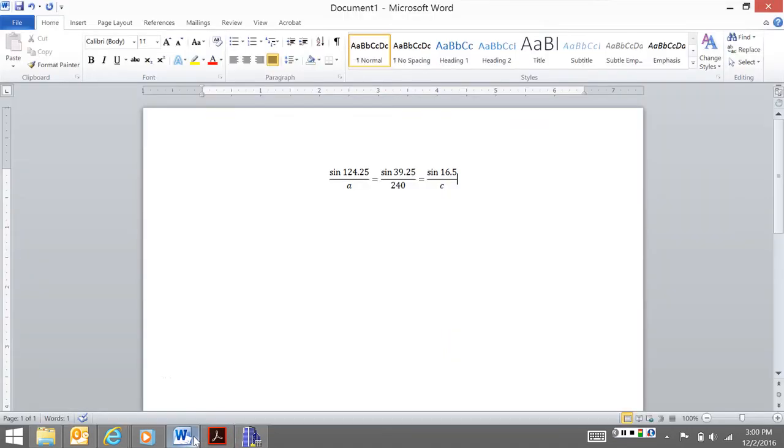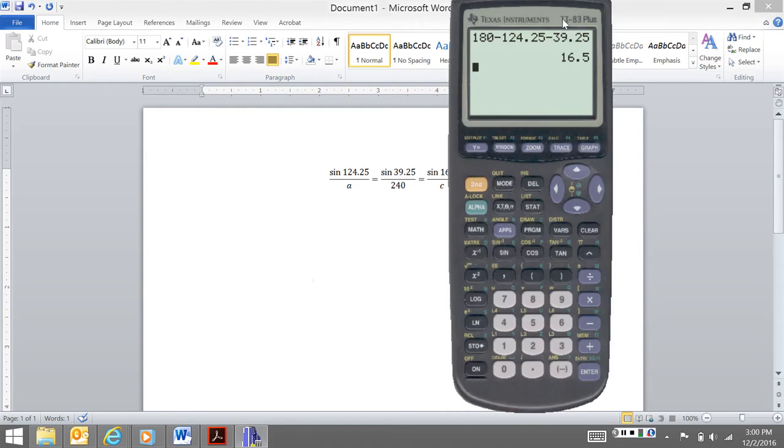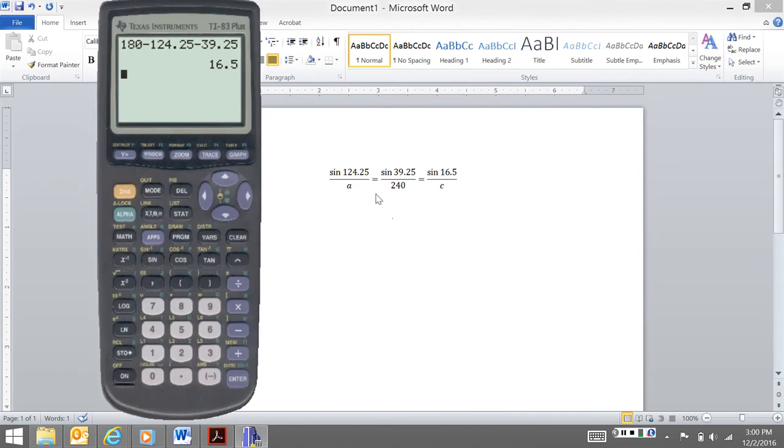So when I go to set up the equation here, you can see here's my ratios. I have my 3 known angles, and I know this one side. So then I can look at this 2 at a time. These are 2 proportions. So I have sine 124.25 is to A, is sine 39.25 is to 240. And this is a proportion, so I can just cross multiply. 240 times sine 124.25 divided by sine 39.25.